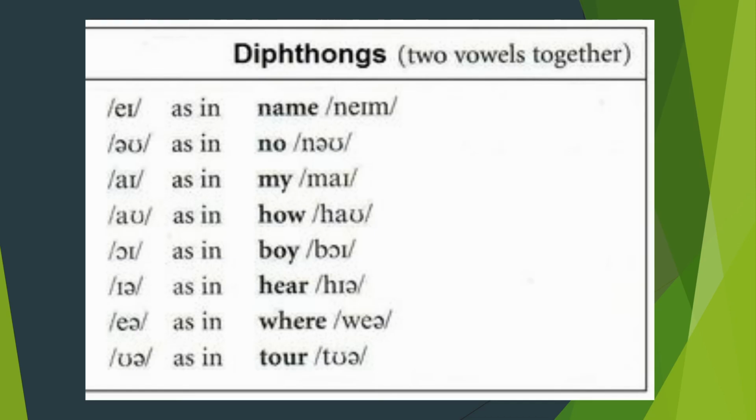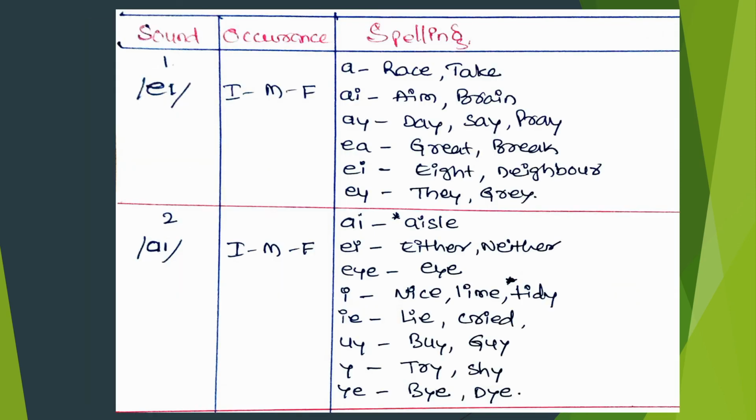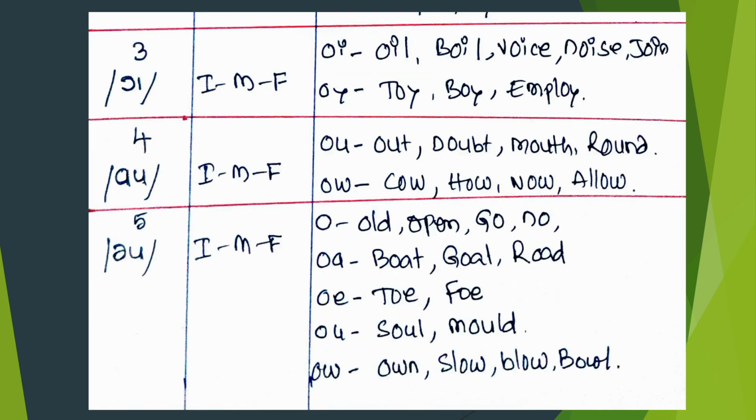Now today we started the description with the first cluster, that is gliding towards E. In this we discussed A, which is an IMF sound. We also discussed I, which is also an IMF sound, and lastly we discussed the diphthong oi, which is also an IMF sound. Okay, so the remaining two clusters we will discuss tomorrow. Okay, thank you.